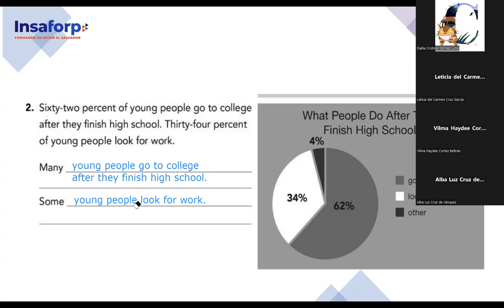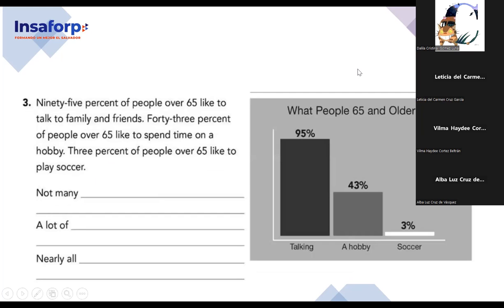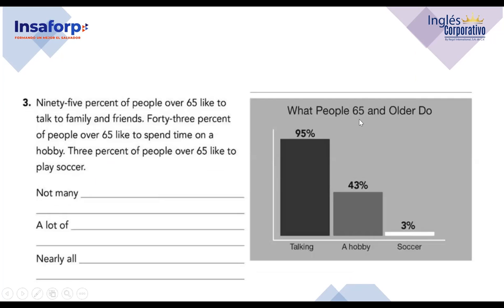A minute, because I need to place this. Very good. And I think we have another one. This one: what do people 65 and older do? Okay, so we have not many, a lot of, nearly all. And here we have the options: talking, a hobby, soccer. And then we have 95% of people over 65 like to talk to family and friends. 43% of the people over 65 like to spend time on a hobby. And 3% of people over 65 like to play soccer.